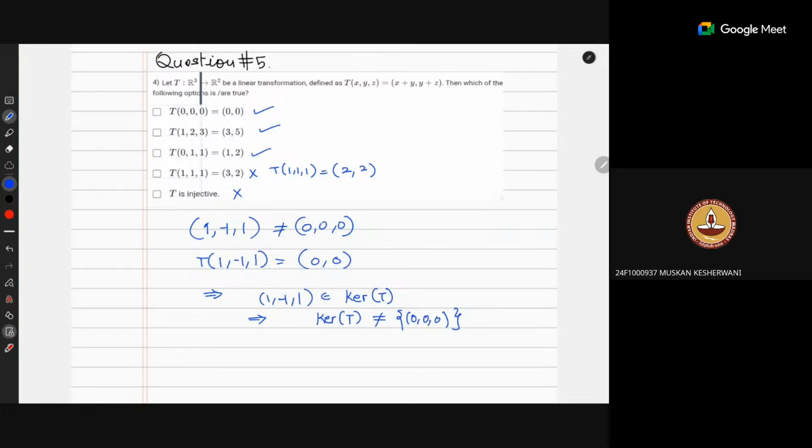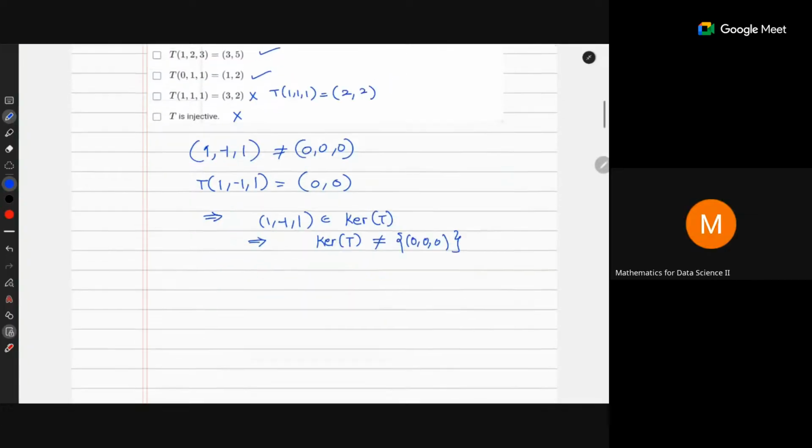How did you check 1 minus 1 1? You can check any vector. If you can find a quick example, that is good for you, but you can check for any. But how to find it? You just apply it to the equation.